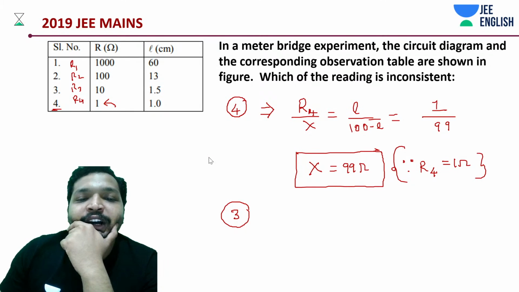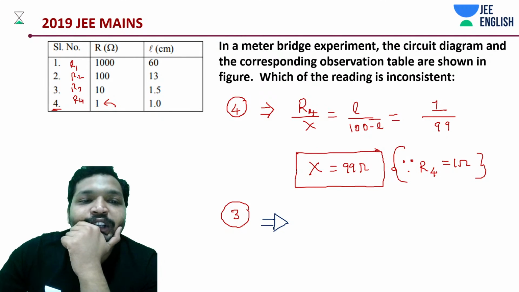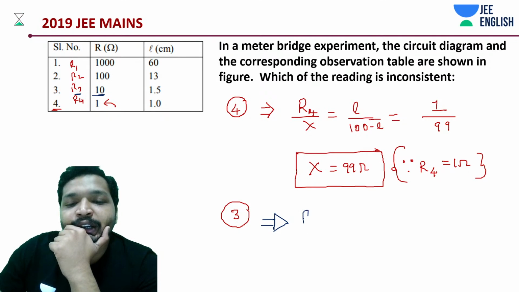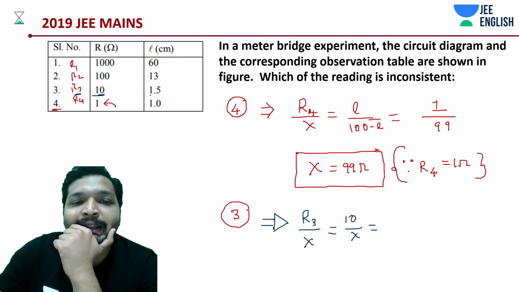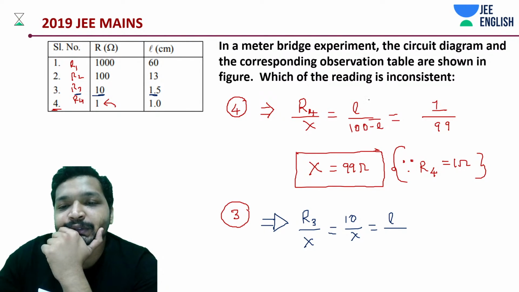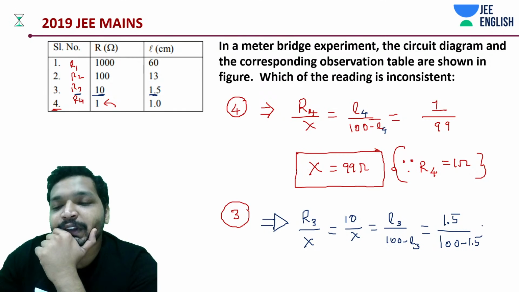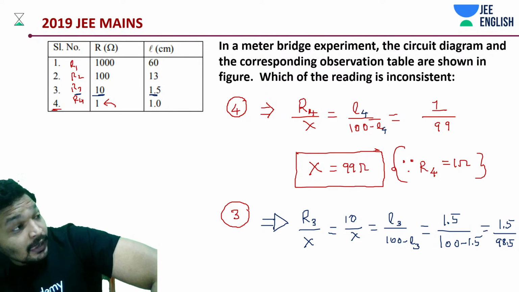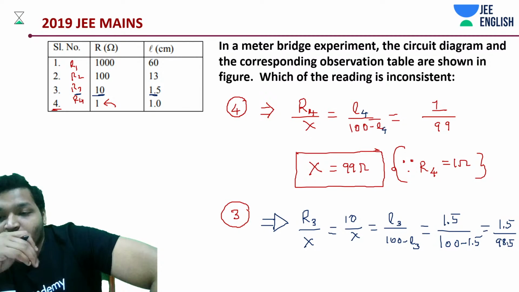Next we'll be going for R3. Change the color a bit. Now, what is R3? 10 ohms. And what do we have? 10 ohms by X is going to be L 1.5. This could have been L4 by L4, and this could have been L3, whatever, if you would like to keep it that way. But basically 1.5 divided by 100 minus 1.5, that is going to be 1.5 divided by 98.5. But this would have to go by 5.